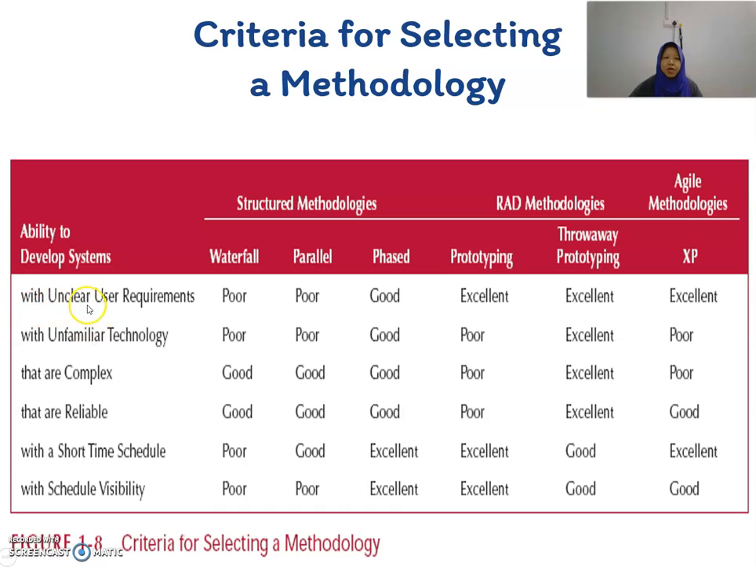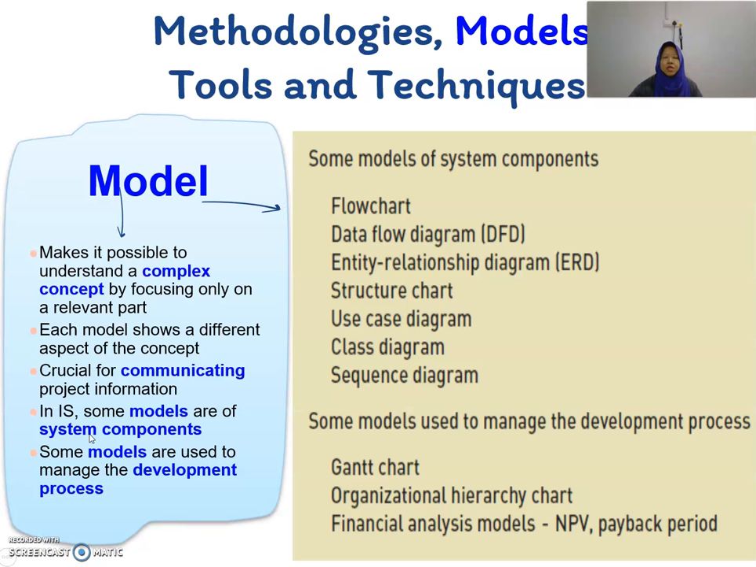For example, if we have unclear user requirement, then it's not good to select the waterfall, parallel. Okay, but we can select the phase prototyping, or throwaway prototyping, or agile methodology. Okay, so these are the criteria to select the methodologies, and which type of methodologies we need to refer to the criteria. Okay, now we move into the models.